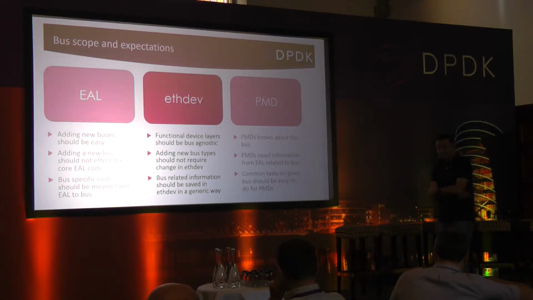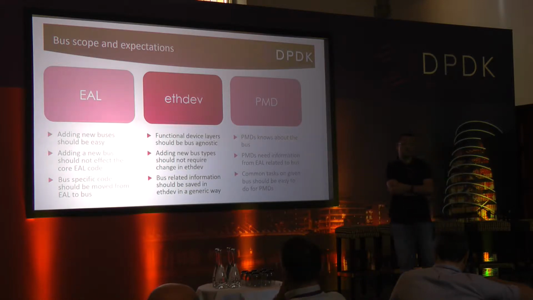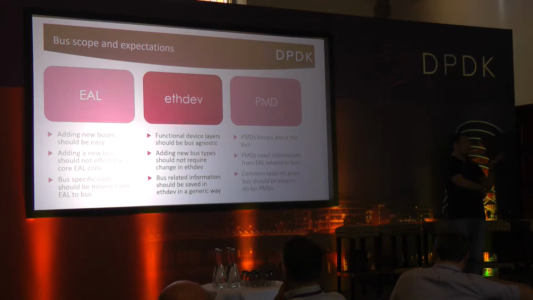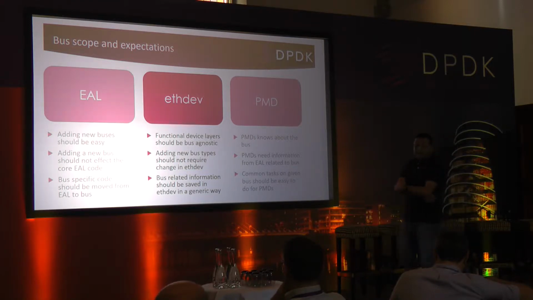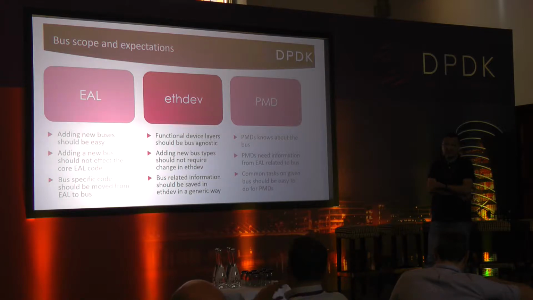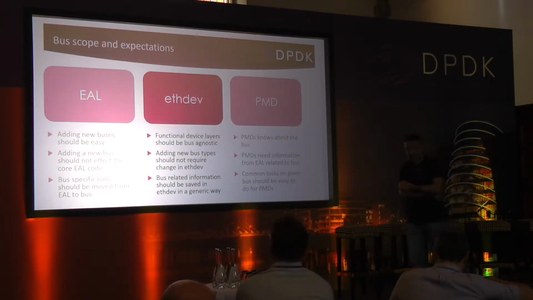In ethdev, the functional device layer should be bus agnostic. It really shouldn't be doing anything specific to PCI or DPAA or virtual device. And again, we will see some device structs. A new bus shouldn't cause a change in ethdev. Previously, it was like that.